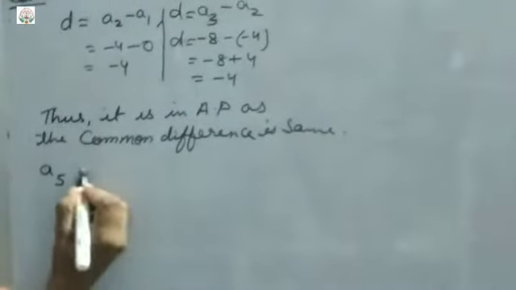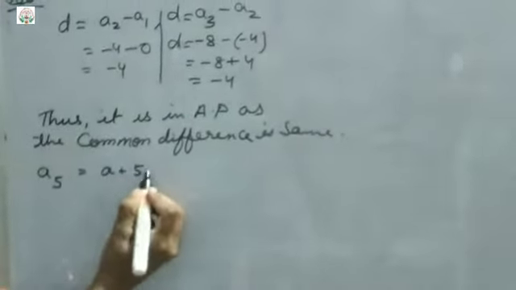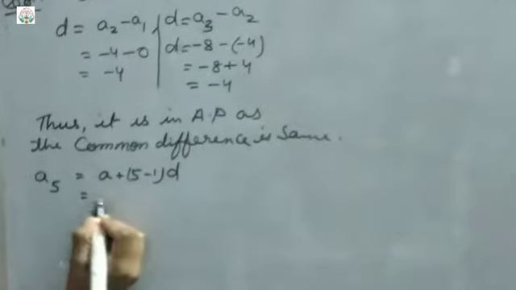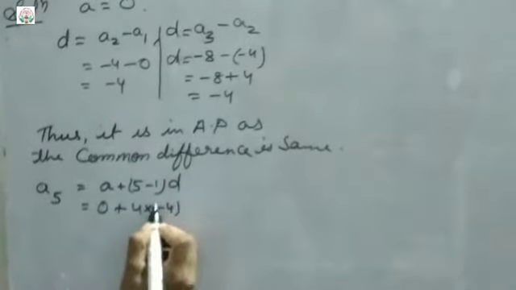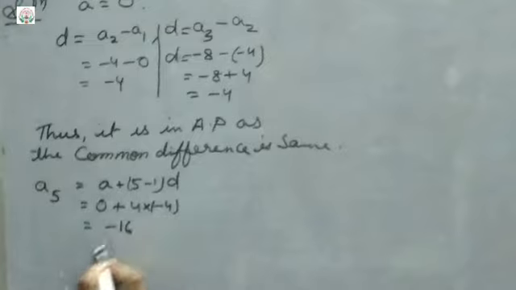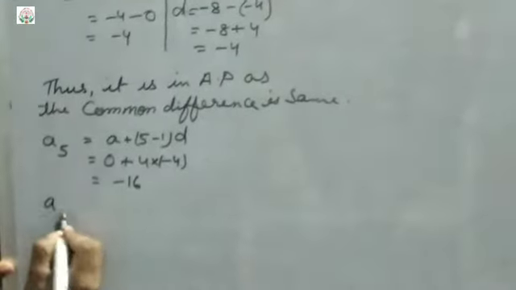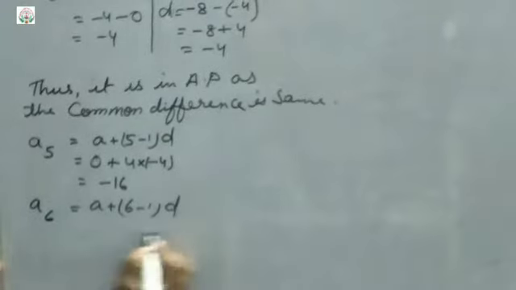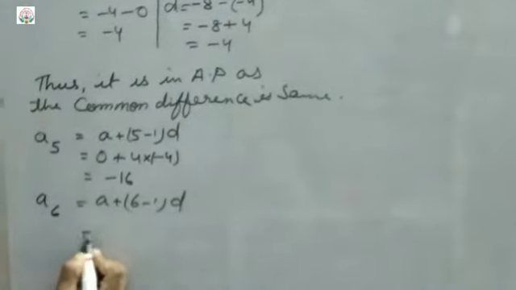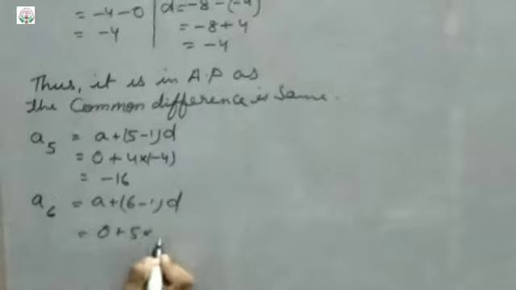The first term, after that you can see A1 is there, A2 is there, A3 is there, A4 is there. Now 3 more terms means A5 we have to find. A5 will be what? A plus 5 minus 1 into D. Same way. Now what is A? A is 0 plus 4 into, what is D? Minus 4. So which is equals to minus 16. Same way now A6, that is A plus 6 minus 1 into D, which is equals to what? 0 plus 5 into minus 4, which is equals to minus 20.